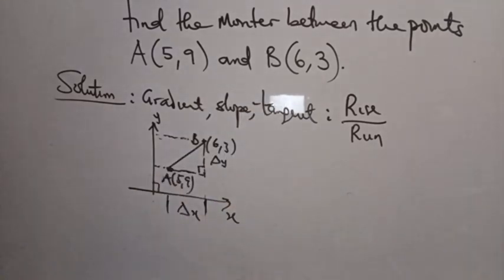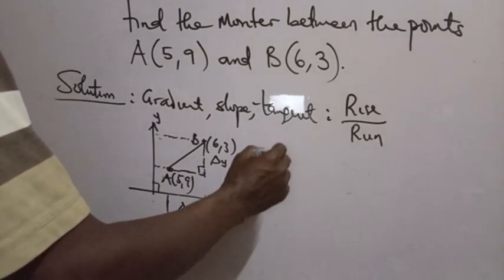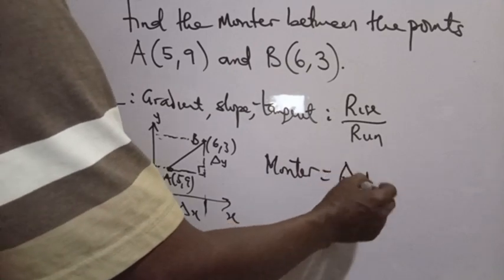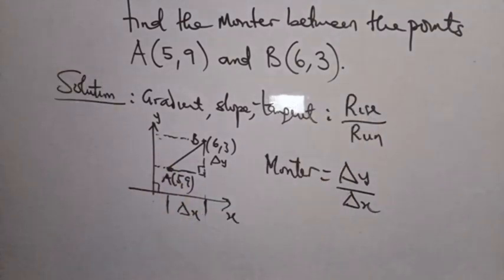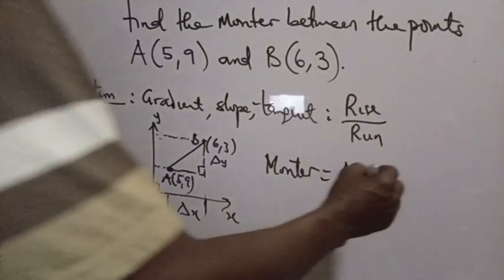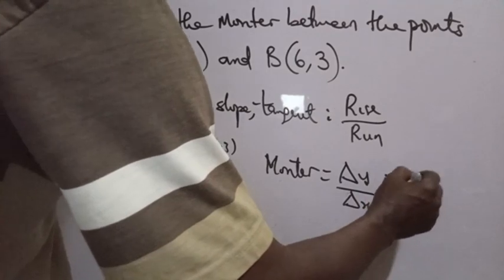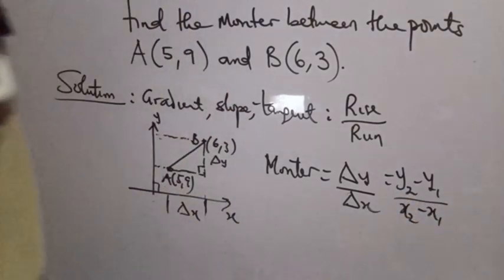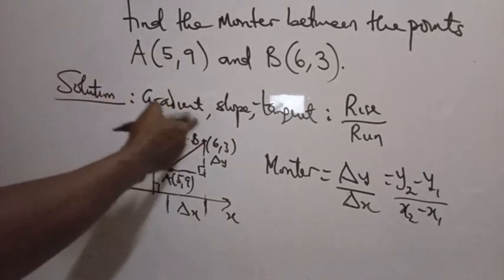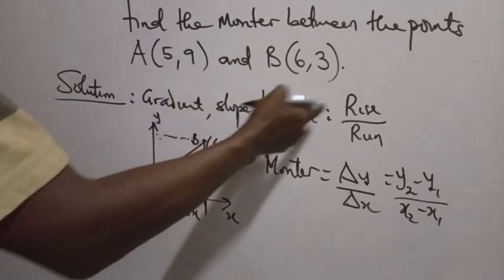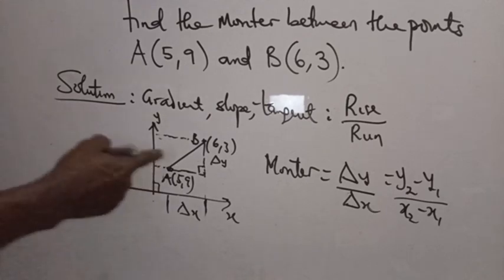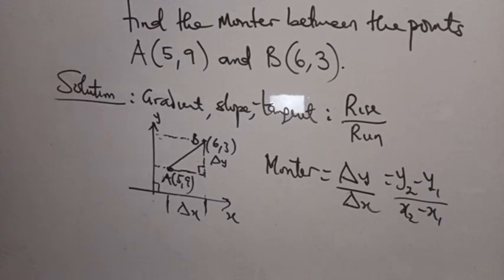So simply put, Monter is equal to change in y all over change in x. And how do you find change in y? That's y2 minus y1 all over x2 minus what? X1. Okay? So all these terms, gradient, slope, tangent, rise over run, they all mean the same thing. They're equivalent to the language called Monter.